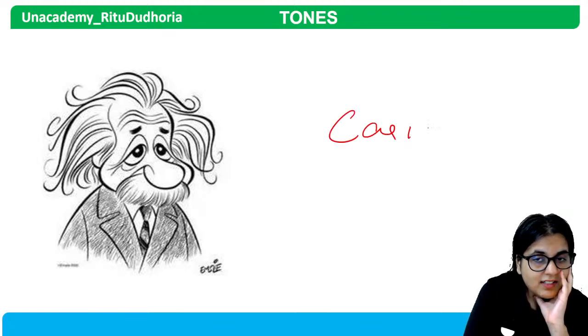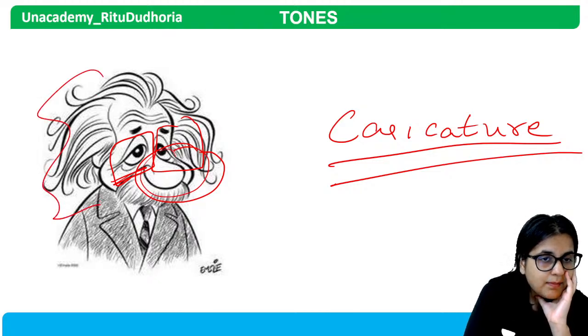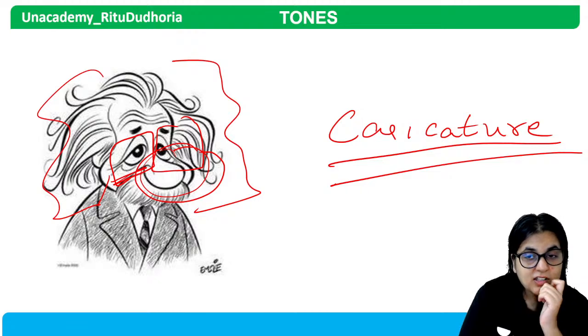Guys, this is clearly an example of caricature. If you look, there are exaggerated features, such droopy eyes, big nose, such shabby hair, it's a very exaggerated sketch. So that's why this is called a caricature.